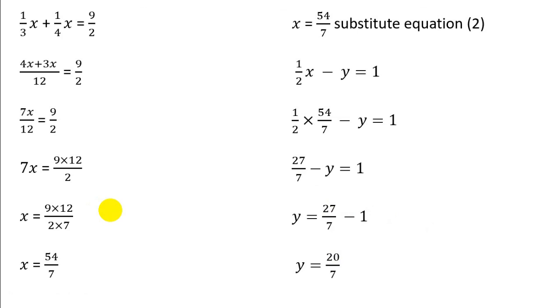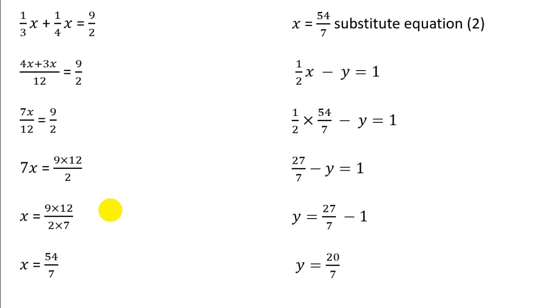So this is how you find the values when the coefficients are different for a given simultaneous equation. First check the fractional coefficients and make the coefficients equal in order to eliminate one term.